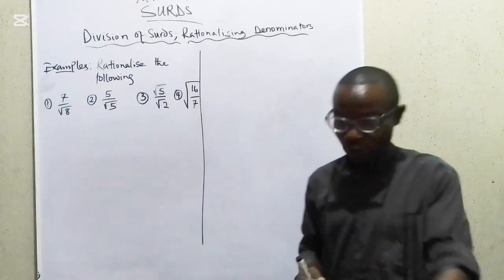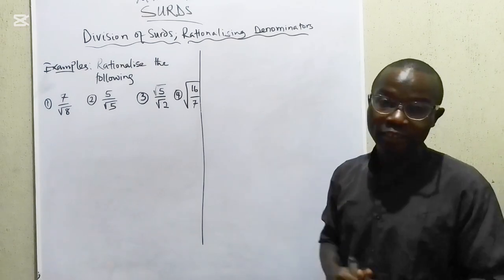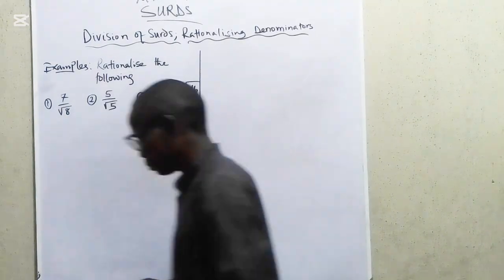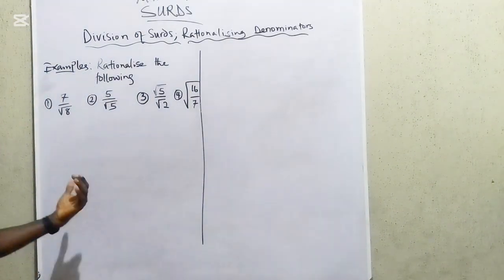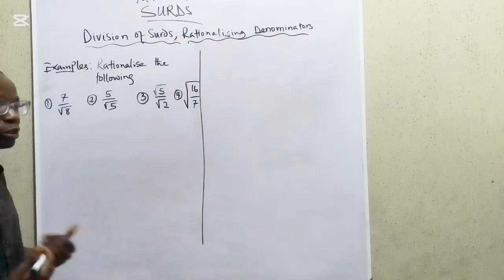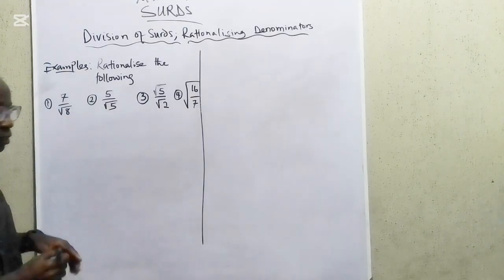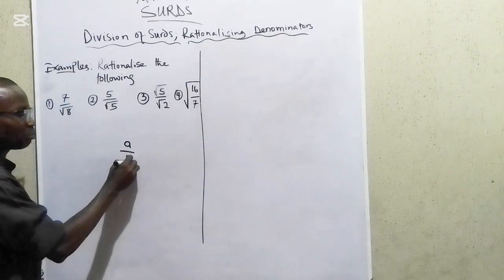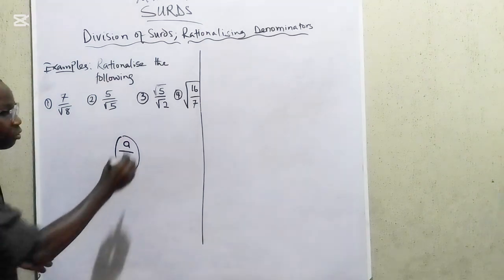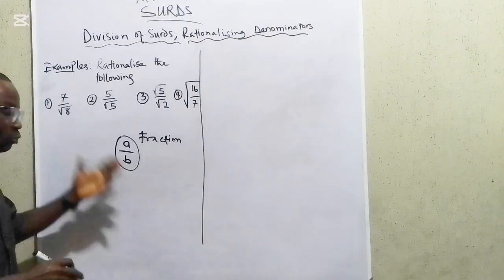So what we're having on while we still saw surds is division of surds, rationalizing of denominators. Now, what we'll talk about is division. Of course, in the previous video, we looked at multiplication of surds, but now we're beginning to have numbers where one divides the other. A number is divided by another. So when you have something like this, what do you call it? You call it a fraction. So this is what you have as a fraction.